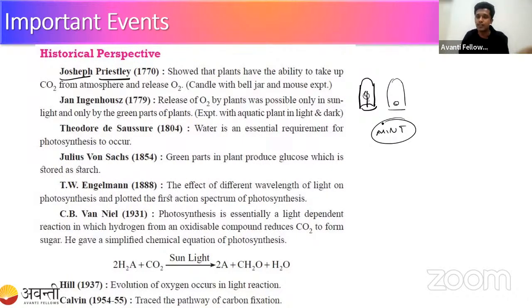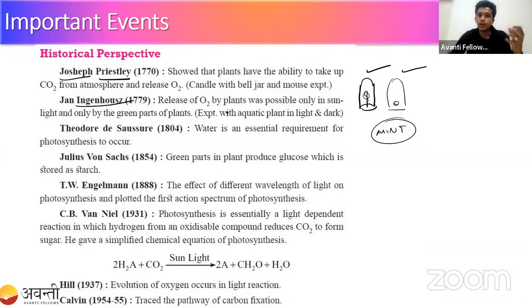The mint uses this carbon dioxide and releases this oxygen. So it will elongate or prolong the life of this burning candle as well as the mice that is surviving in the jar. So that is how we'll be able to prove that the plants really use carbon dioxide and release oxygen. And then using the same experiment, we have Ingenhousz, where he talks about release of oxygen.